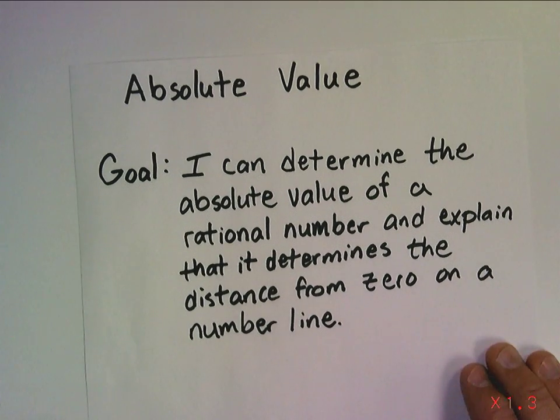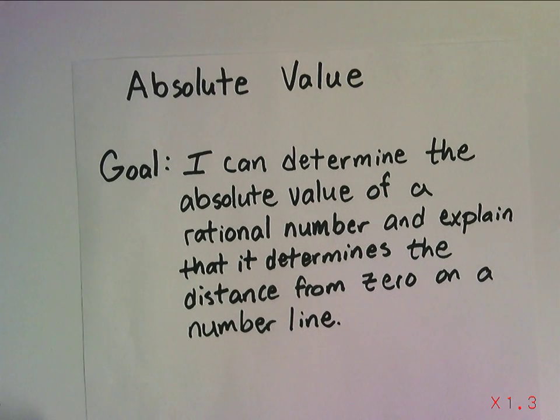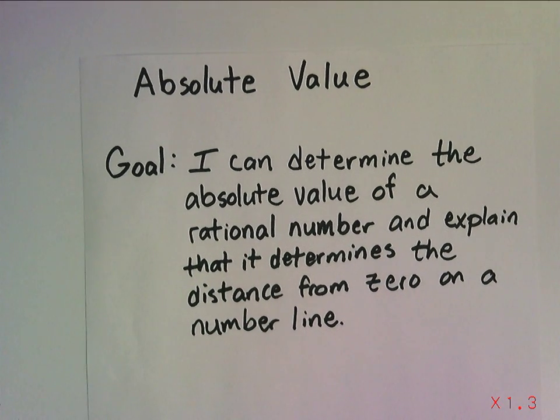And let's quickly come back to our goal then. So remember, we were working with absolute value today, and our goal was I can determine the absolute value of a rational number and explain that it determines the distance from 0 on a number line. If you have any further questions, you can rewatch the video, or you can always come to me for questions and I will gladly help you with those.